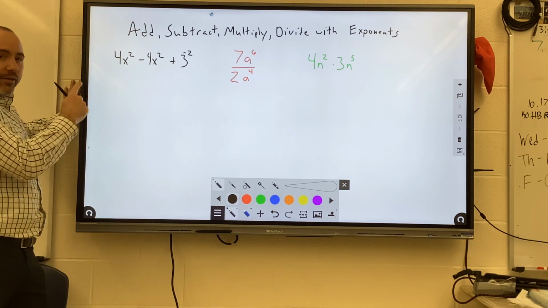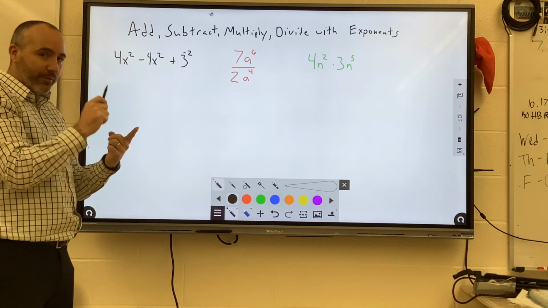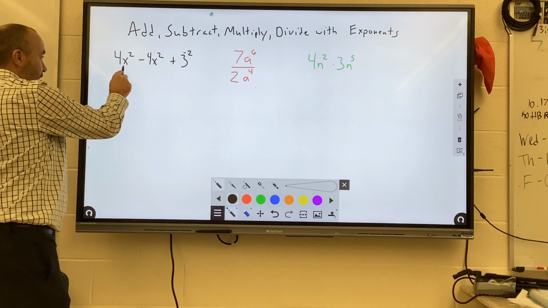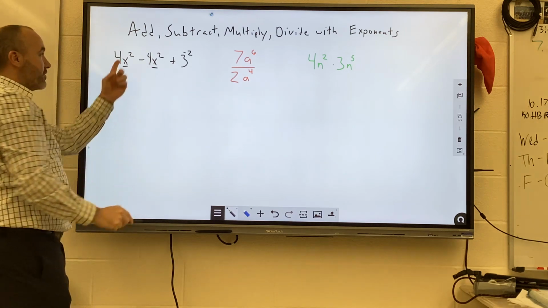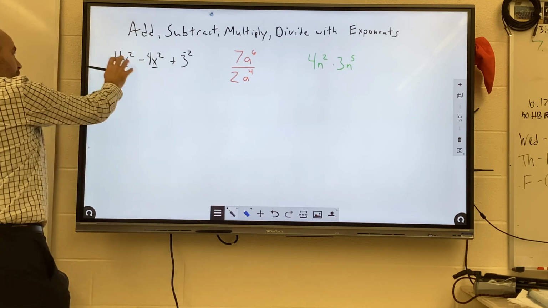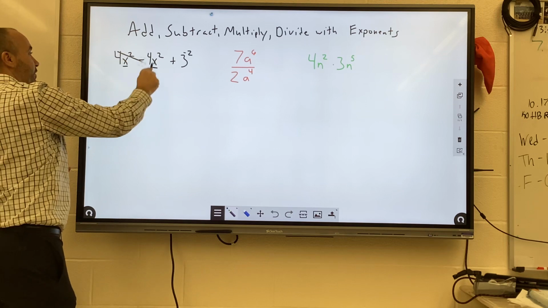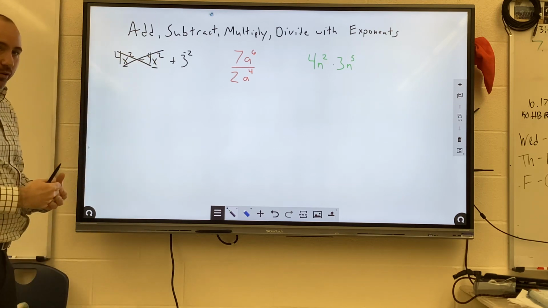So when we're looking at this, one thing to note is, do we have like terms? Like terms means you have the same variable, like the x and the x, as well as the same exponent. When that happens, you can combine them. So when we look at this, 4x squared minus 4x squared, we can combine them and get 0. They actually cancel each other out.